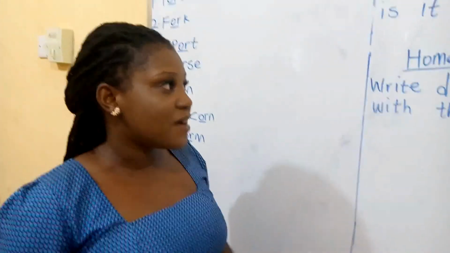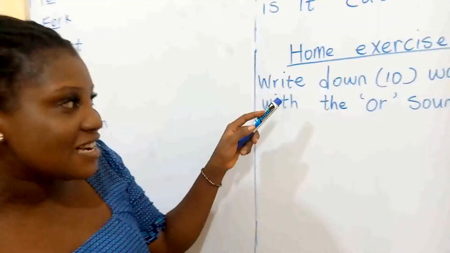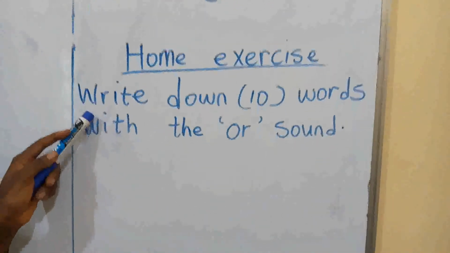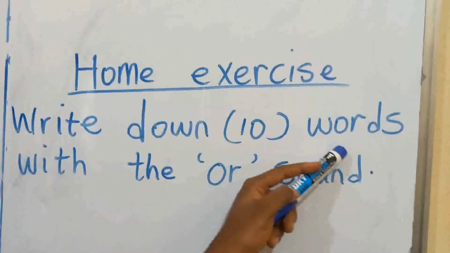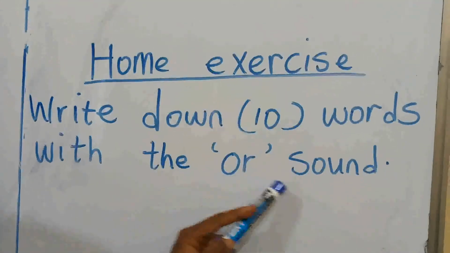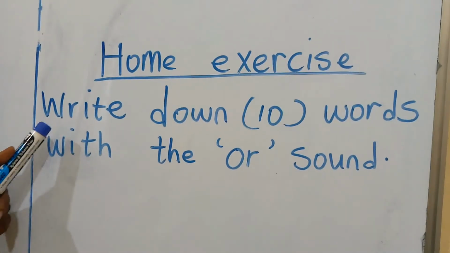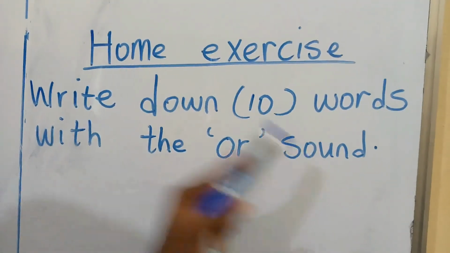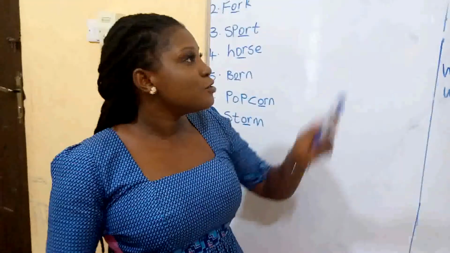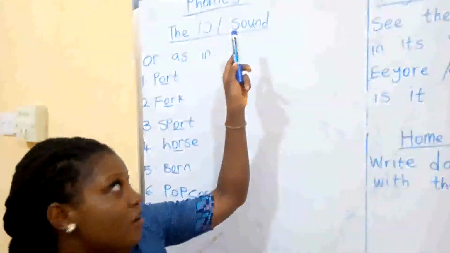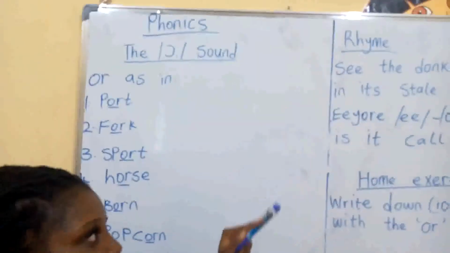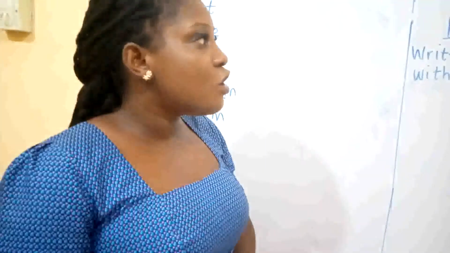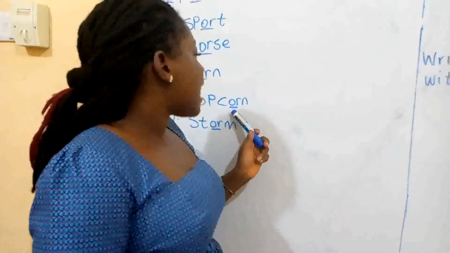Okay. Alright. So now this is our home exercise. And what are we to do? We are to write down 10 words with the R sound. We are going to do what? Write down 10 words with the R sound. Lovely. So I hope we enjoyed our lesson today. Remember, how do we sound this? R. How do we sound this? R. So when you are writing down the words with the R sound, don't forget, it must have this sound in it.